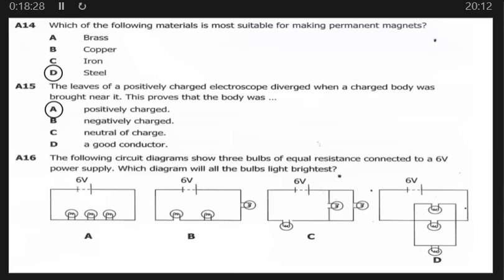All right. So let's go to question number 16. Question number 16 reads, the following circuit diagrams show three bulbs of equal resistance connected to a 6-volt power supply. In which of the diagrams will all the bulbs light brightest? So is it A? No. B? No. C? No. D? The answer is D. And the reason is that in A, the bulbs are connected in series.